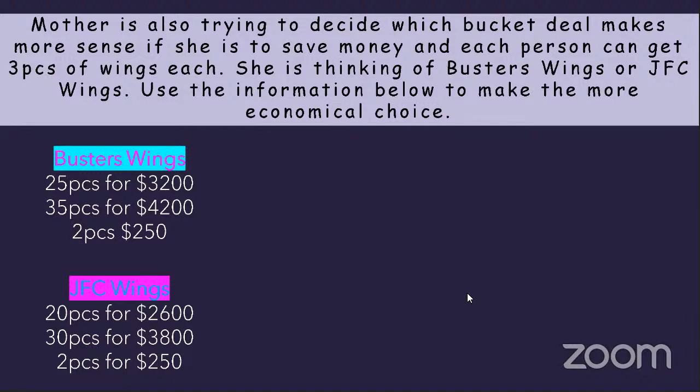And one 25 piece. Let me go. Two 35 piece. So the 35 piece costs 4,200, and we want two of that. And the 25 piece costs 3,200. We want one of that.